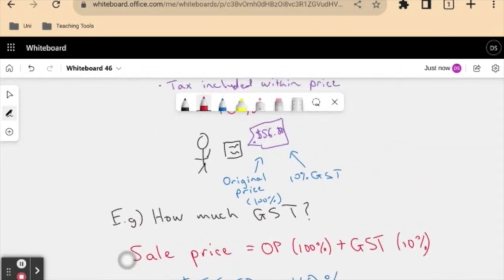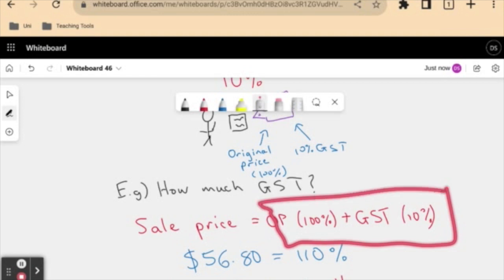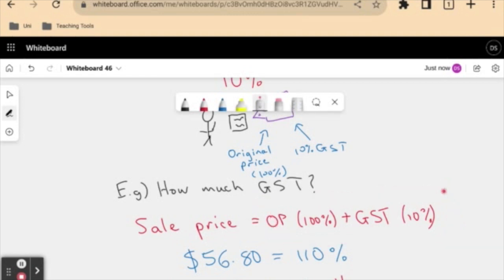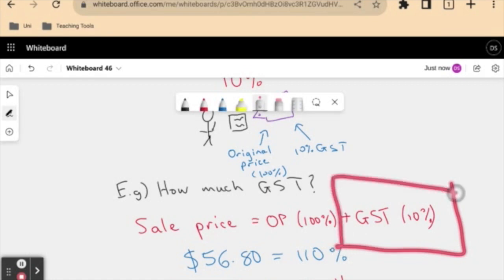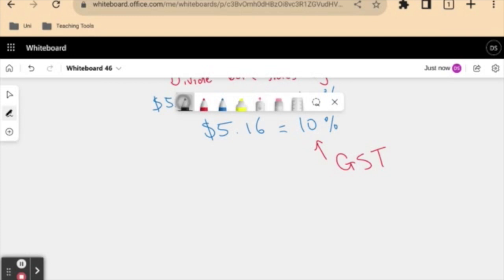We have made this link between the original price making up a whole, making up 100%, as well as a 10% GST added on to that, giving us that we can express $56.80 as 110%, with this bit making up both of our components here, as I mentioned earlier. Now, because we just brought that to 10%, we found our GST. And that is part one done.